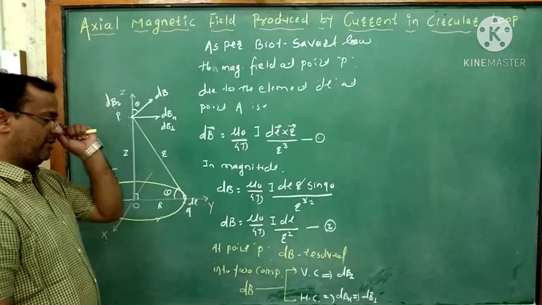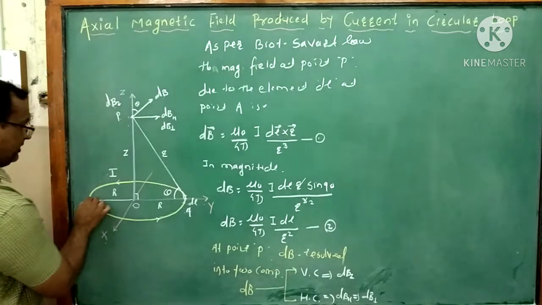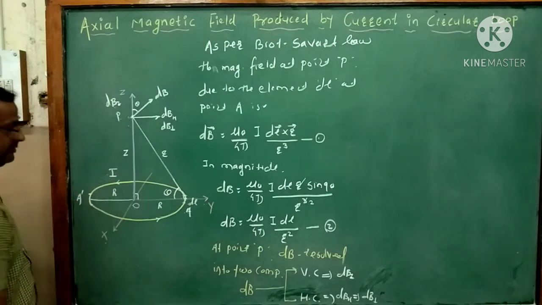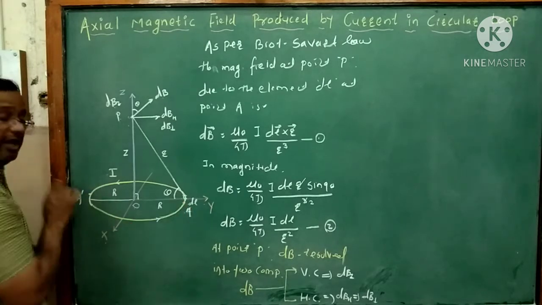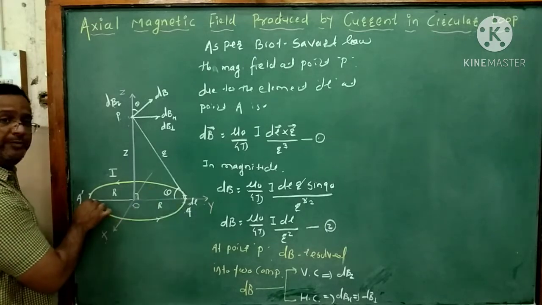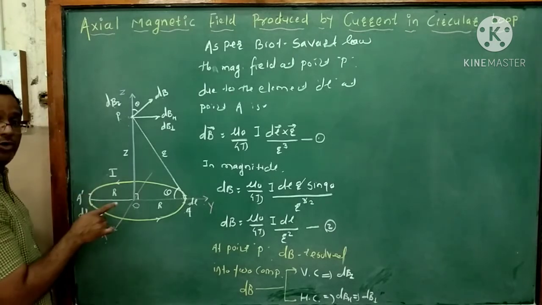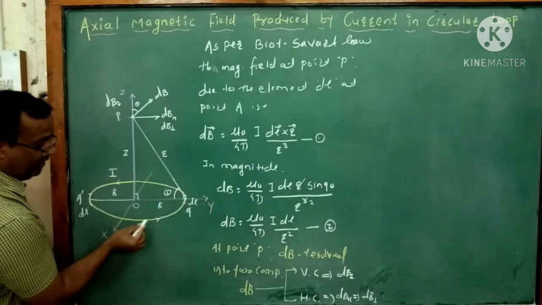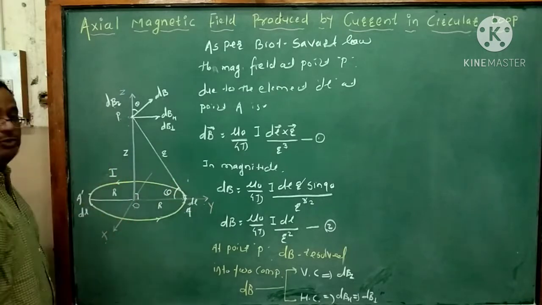But suppose we consider the diametrically opposite point. Suppose this is the point A, and this is A dash. A dash is the diametrically opposite point. Then at the diametrically opposite point, again there is an element of length dl through which current I flows, but here the direction of current is along this direction, and at point A the direction of current is along this one. It means the direction of flow of current is opposite to each other.